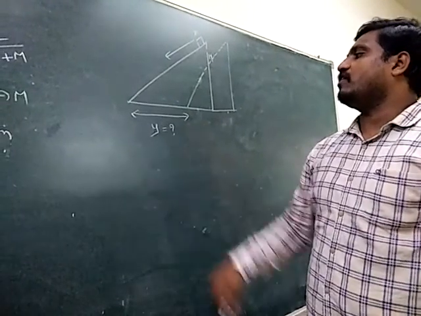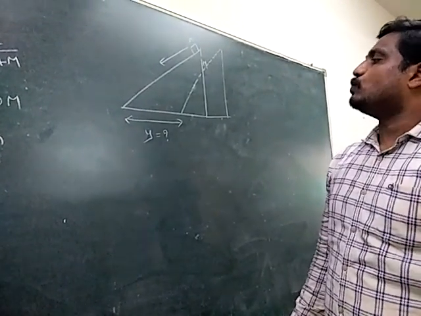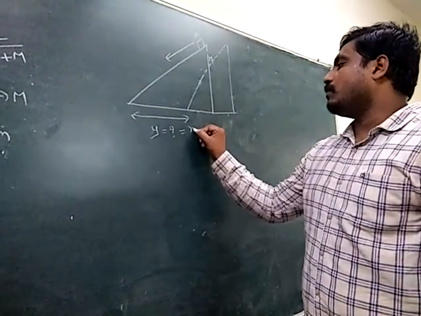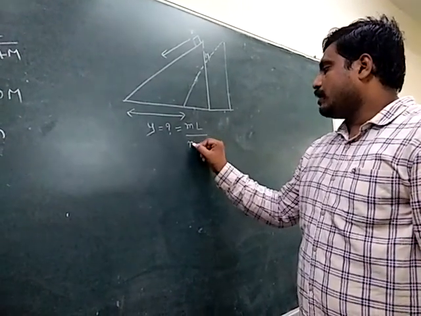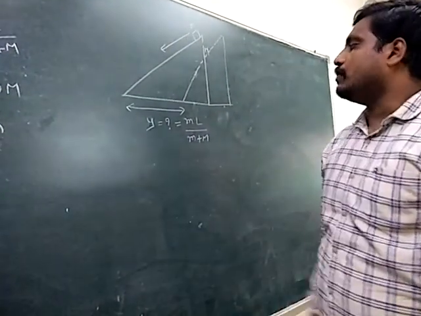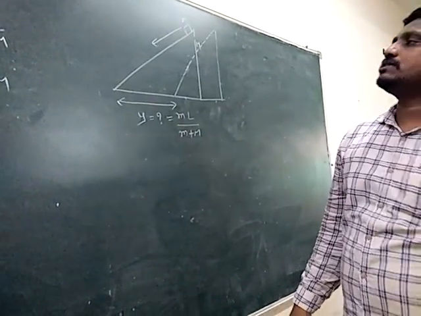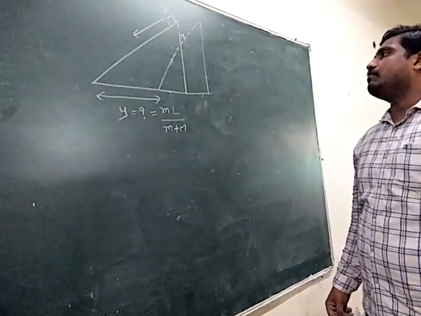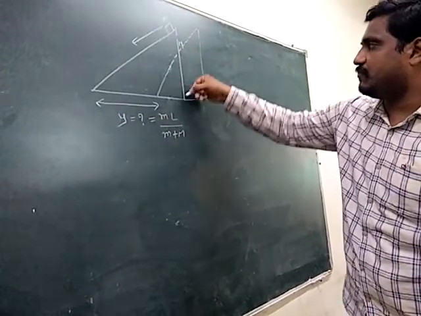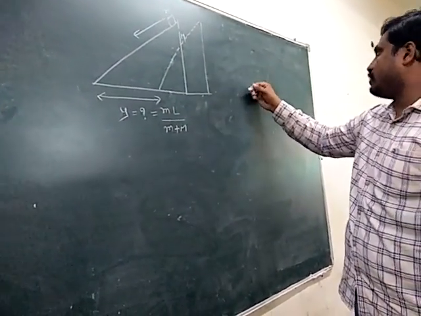Here capital Y indicates the distance moved by the wedge. The formula is small m L by small m plus capital M. Here small m indicates the mass of the block, capital M indicates the mass of the wedge, the inclined plane.